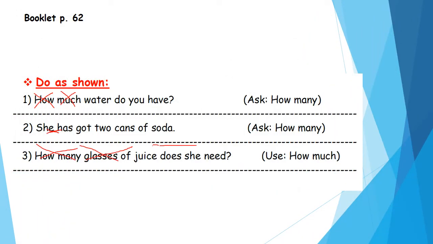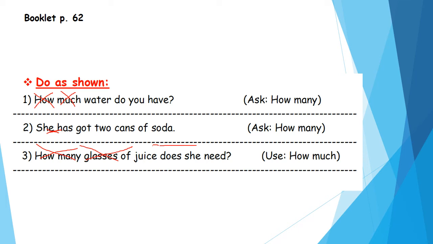Booklet, page 62. Do as shown. What is the meaning of do as shown? I want you to write the sentences or questions using the words between brackets. Here, how much and how many. Let's remember how much and how many. We use how much and how many when we ask about quantity. We use how much to ask about uncountable nouns, and we use how many to ask about countable nouns.